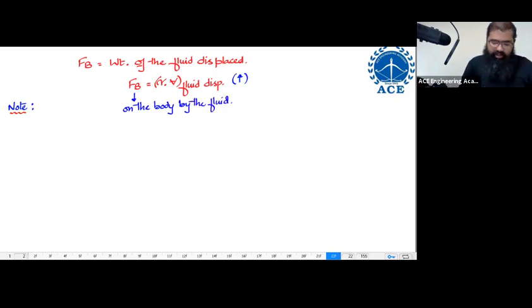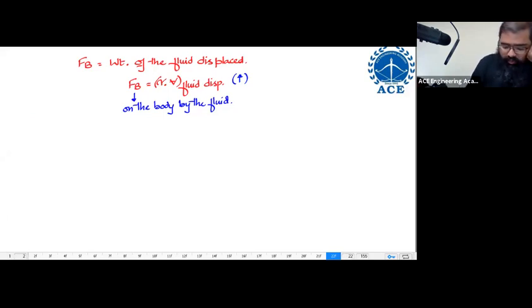Now, tell FB that there is something called Newton's third law, which says that if this FB is on the body by the fluid, there has to be one more FB. That FB should be on the fluid by the body.